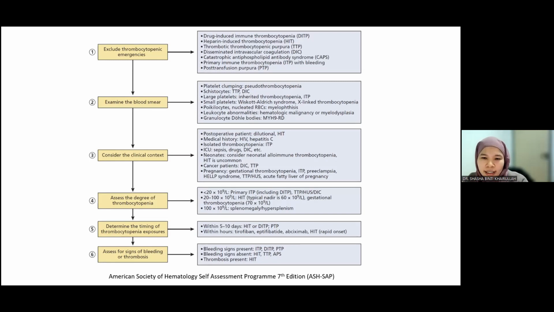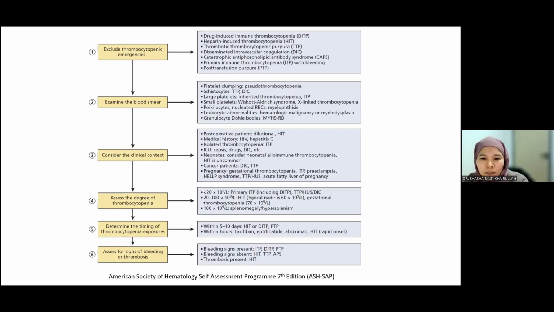Next, we will always ask for a peripheral blood film, and this is necessary for all patients with thrombocytopenia. We don't only look at platelets, we look at morphology of other red blood cells, as this will help us narrow down the diagnosis. For example, if there's presence of schistocytes, which is actually fragmented red blood cells, this raises the possibility of microangiopathic hemolytic anemia.